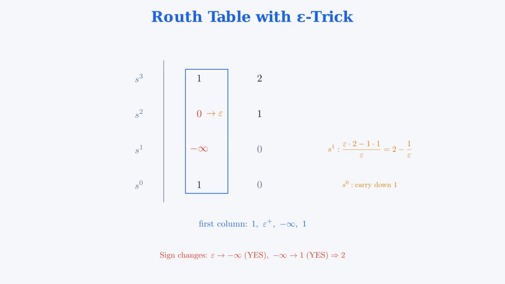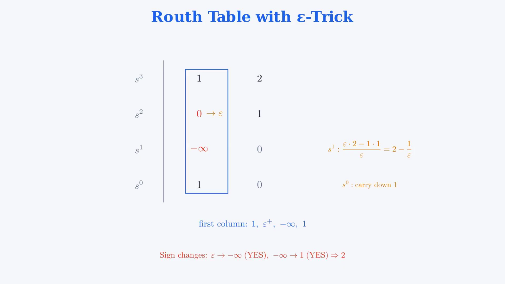The s1 row has one entry in the first column. The Routh formula gives epsilon times 2 minus 1 times 1, divided by epsilon. That is 2 epsilon minus 1 over epsilon, which equals 2 minus 1 over epsilon. As epsilon approaches 0 from above, 1 over epsilon goes to plus infinity, so the whole expression goes to negative infinity. The s0 row simply carries down the constant, which is 1. So the first column reads 1, epsilon, negative infinity, 1.